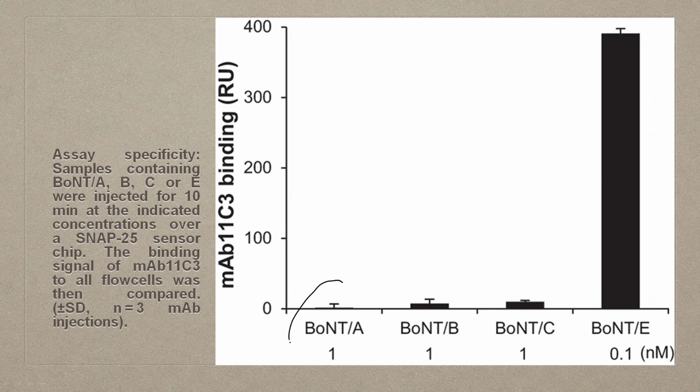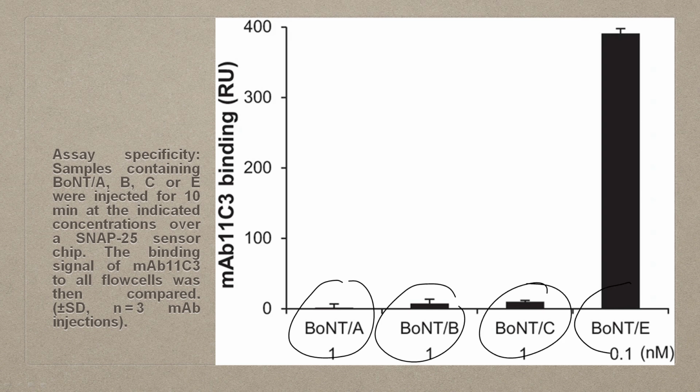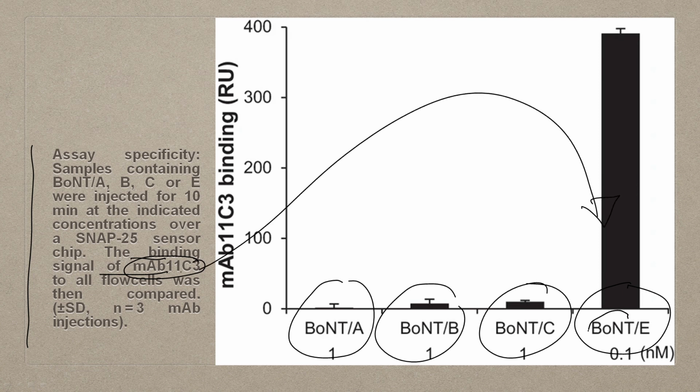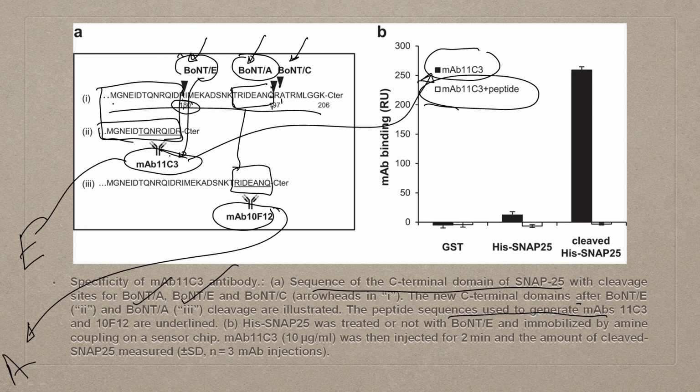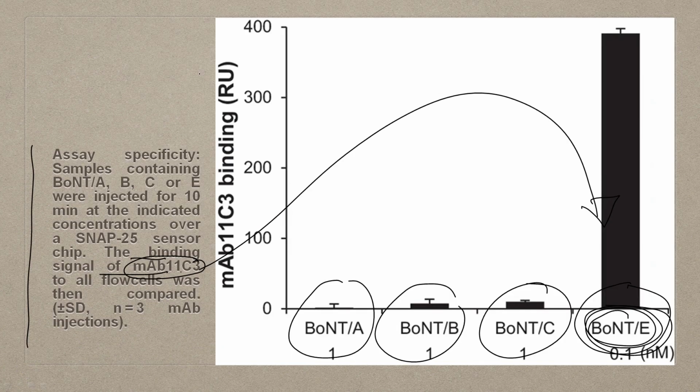So, first of all, this is A, this is B, this is C, and this is E. This is assay specificity, where you are specifically assaying the binding signal of MAB 11C3A to all the flow cells, but this particular antibody will only bind to the fragments which are generated by this particular isoform of botulinum toxin, and these are different isoforms. Every different isoform cuts it into different spots. So, if you look at this picture, every isoform is cutting it at a different point. So, unless you have another antibody which is for botulinum toxin A, which is MAB10F12, this won't work. MAB11C3A will only bind to the fragment of SNAP25 which has been cut by botulinum toxin E. Okay. So, that is why here you see the maximum signal.